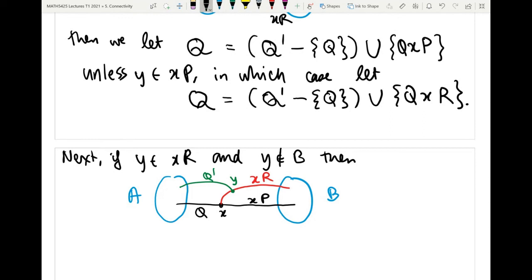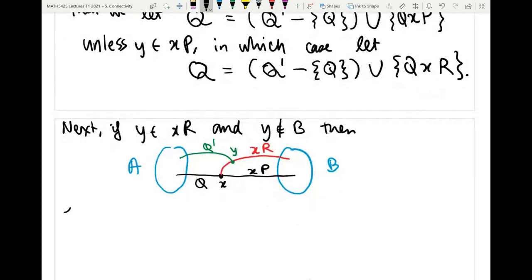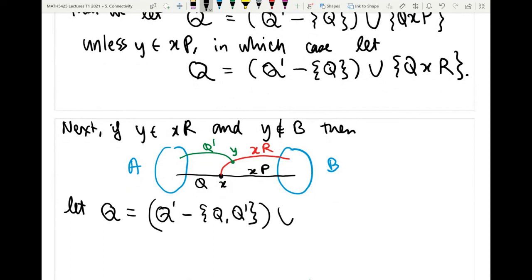So we can see that we have to change both Q and Q primed. We're going to delete those. So we're going to take curly Q to be curly Q primed. We have to change both Q and Q primed. And can anyone see two very nice paths that will get us from A to B and don't intersect?